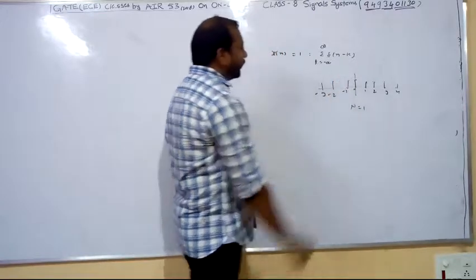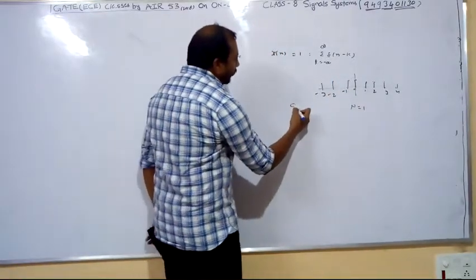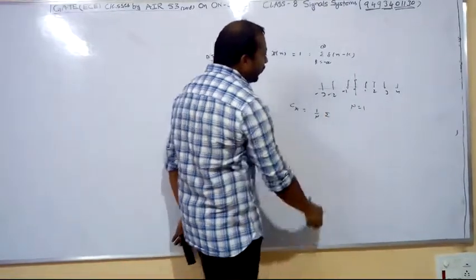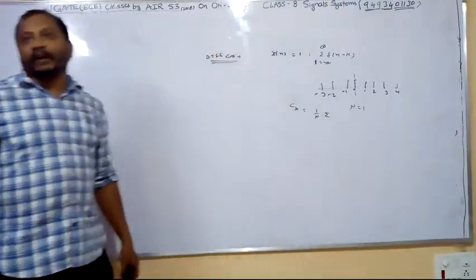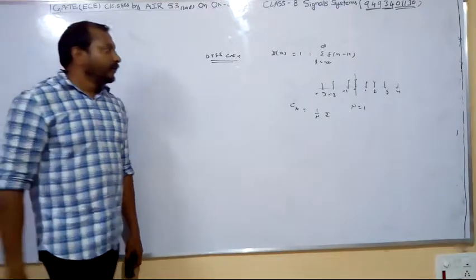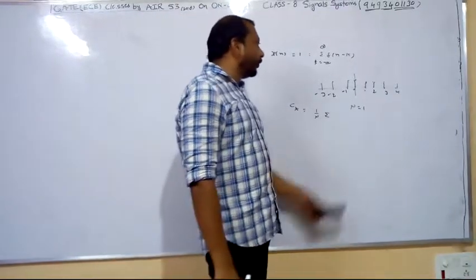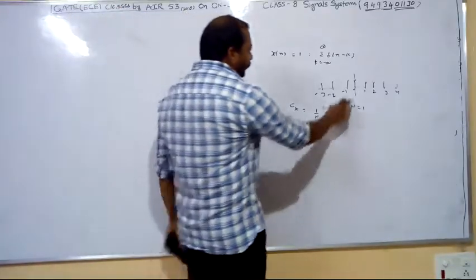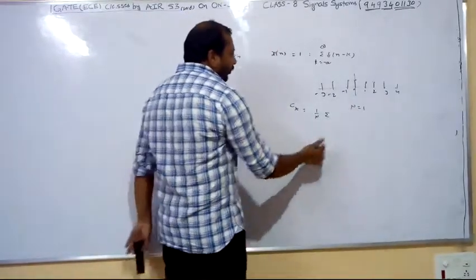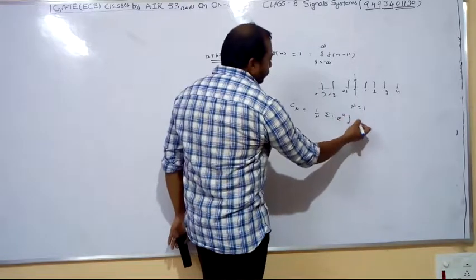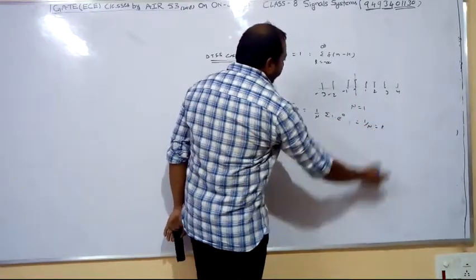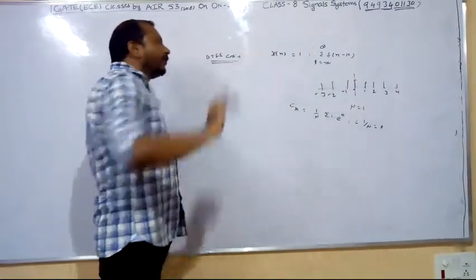Period is equal to 1 only. The corresponding ck is equal to 1 by n into summation only. We have to consider one sample value, because the period is equal to 1 only. Period is equal to 1, but we are having only one sample value. The sample value I am considering at 0. So this value is equal to 1 into e to the power 0, which is equal to 1 by n is equal to 1. So ck is equal to 1 for all values of n.